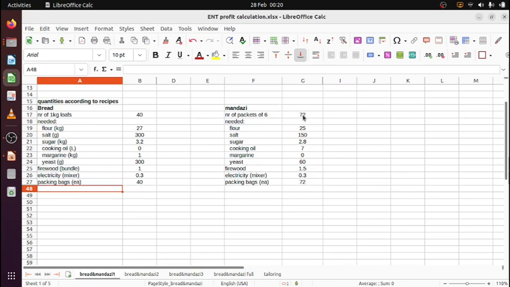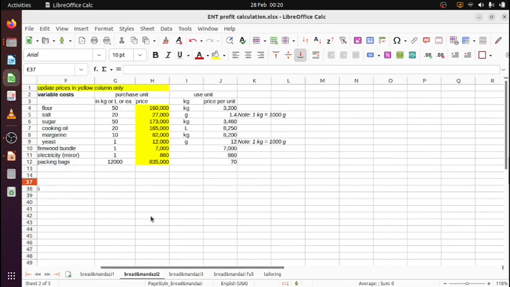If I want to make mandazi for 72 bags of 6, I need this amount of flour, some more firewood, some more cooking oil, and so on. So it is of course essential that you know your recipes as completely as possible. All ingredients should be there.